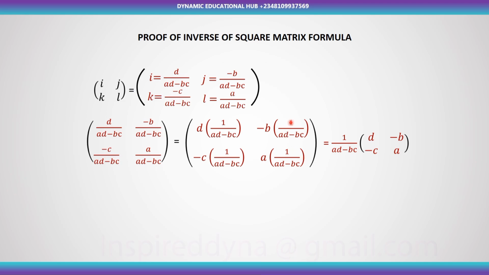So bring it outside, just like factorizing. You bring it outside, you get this. Now look at this formula very well. Don't forget, for 2 by 2, AD minus BC is what? Determinant.